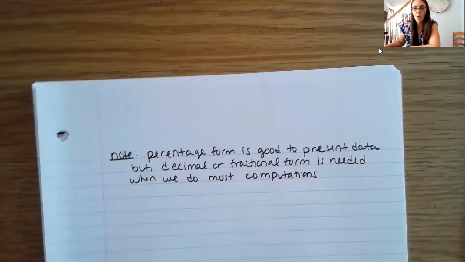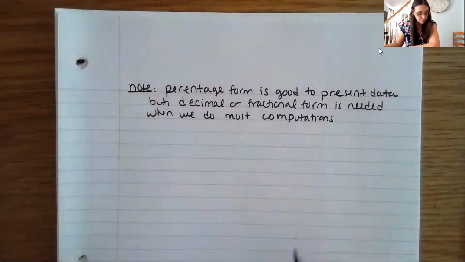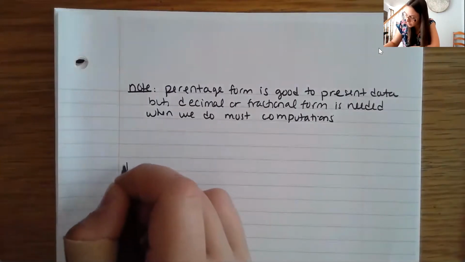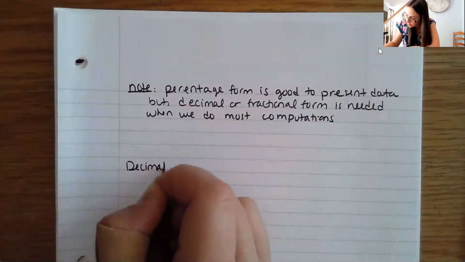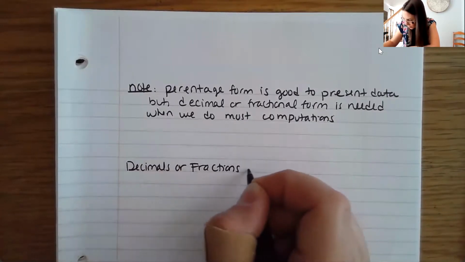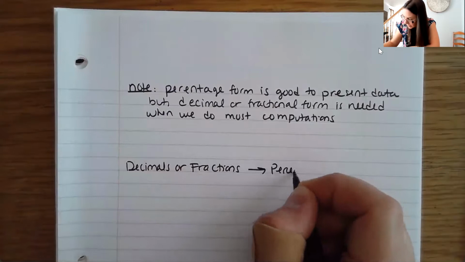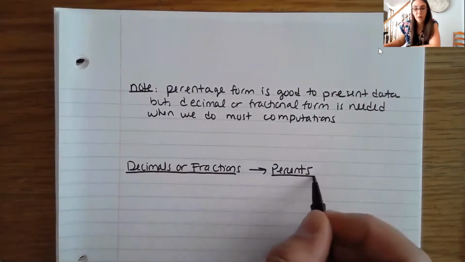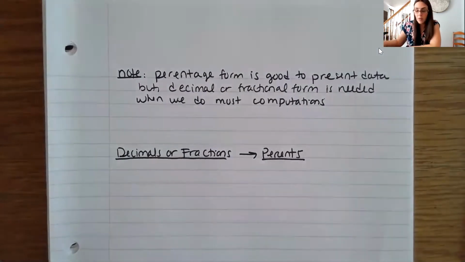Okay, so that's why we go back and forth between the two. So now let's go the other way. How do you go from decimals or fractions back to a percent? Let's say I finished my calculations and now I would like to present my data and I would really prefer it in percent form. How do I go to that percent?